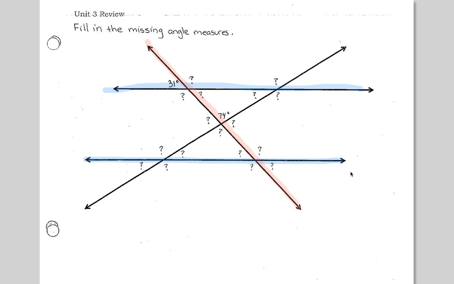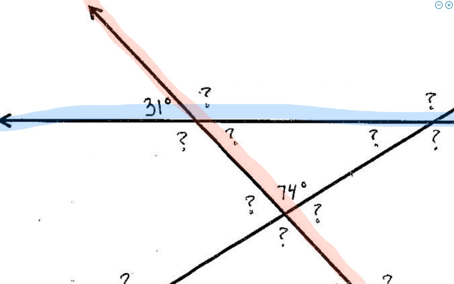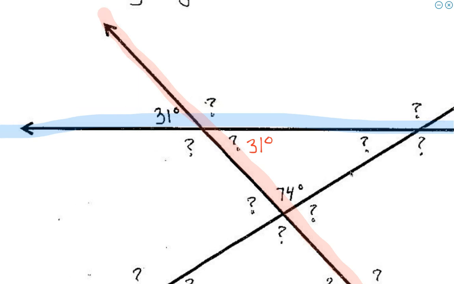Focus on these 4 angles. Follow the red bridge down to the other blue line, and make sure you understand that those 4 are going to be the same thing. So I'm going to take care of that first. That means that this is also 31 degrees, because they're vertical angles.